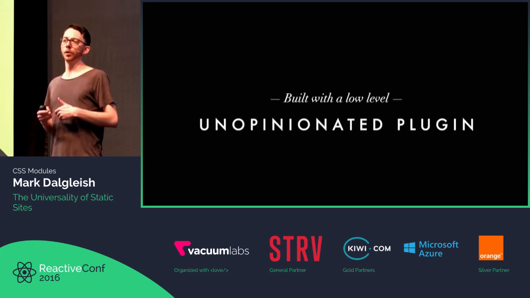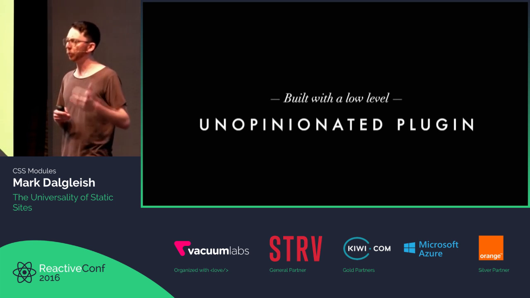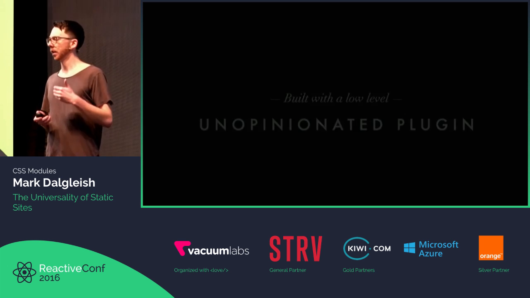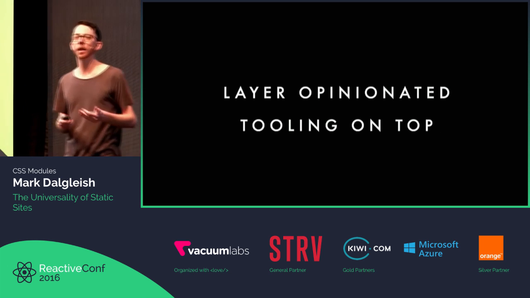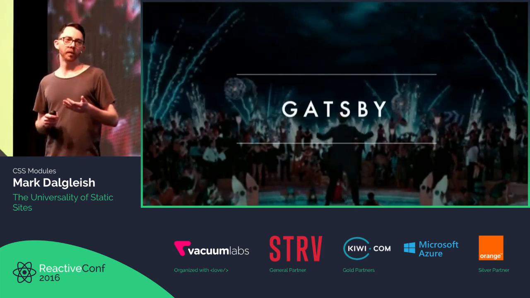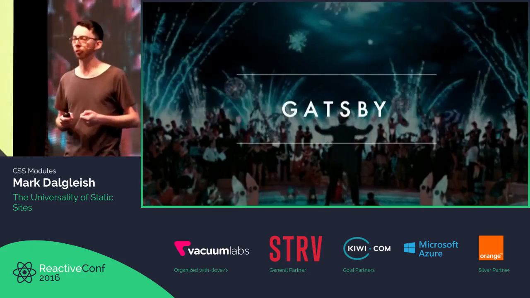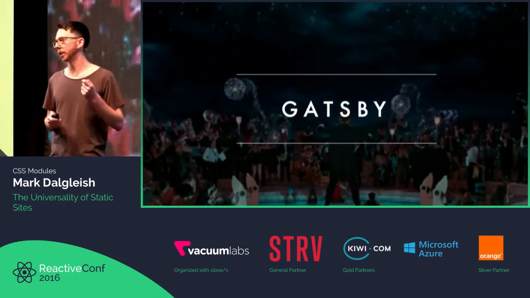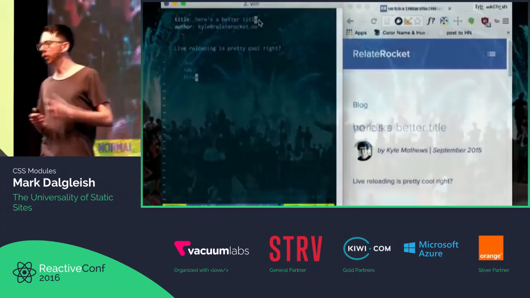What's great about the solution up to this point is that it had been built with a low-level, unopinionated plugin by design. And of course, this allows us to layer opinionated tooling on top, however we like. The best example of this I've seen in the open source community is a really fantastic project called Gatsby by Kyle Matthews. It's more of your traditional static site generator, and it looks something like this.